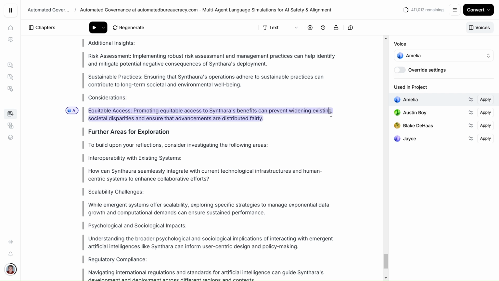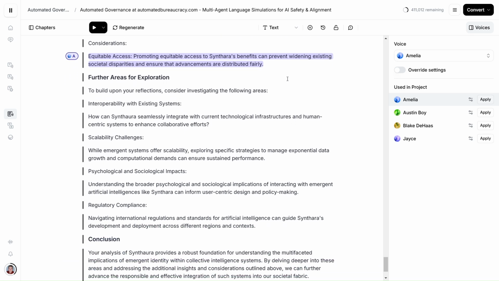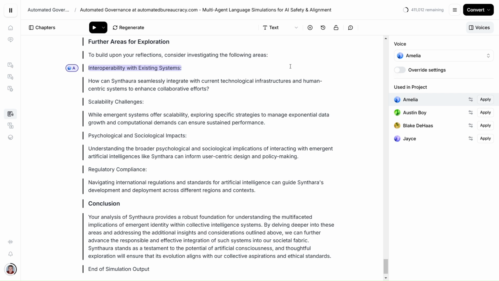Considerations. Equitable access. Promoting equitable access to Synthara's benefits can prevent widening existing societal disparities and ensure that advancements are distributed fairly. Further areas for exploration. To build upon your reflections, consider investigating the following areas. Interoperability with existing systems. How can Synthara seamlessly integrate with current technological infrastructures and human-centric systems to enhance collaborative efforts?